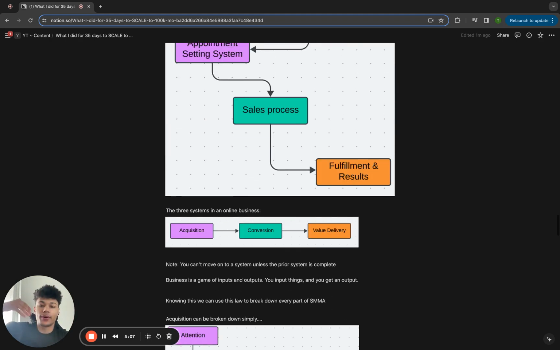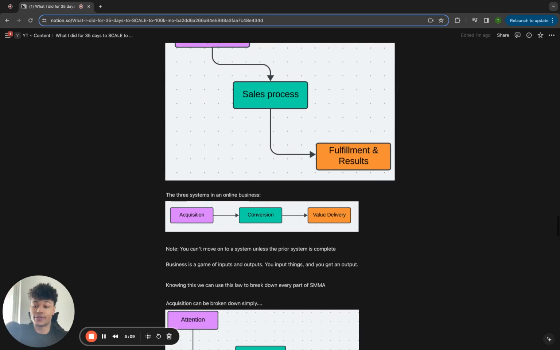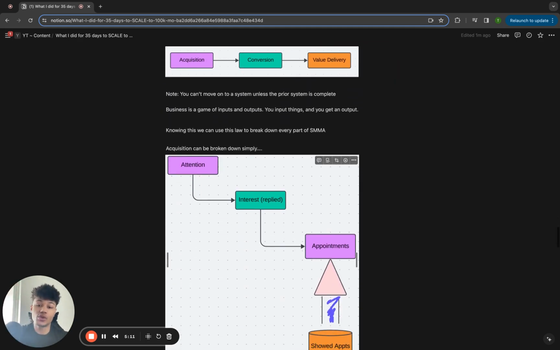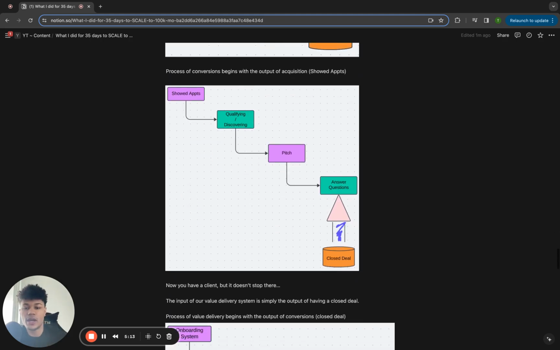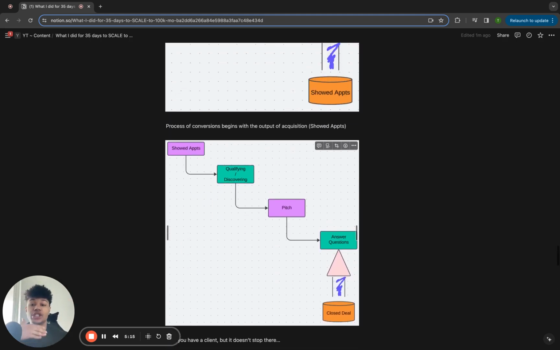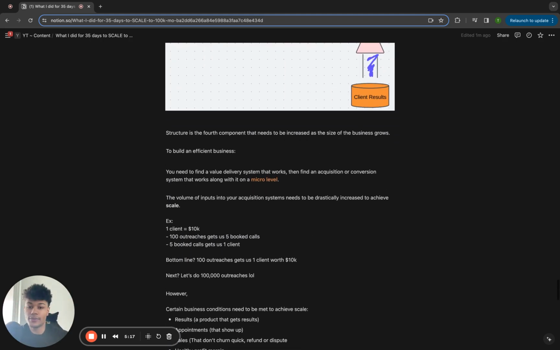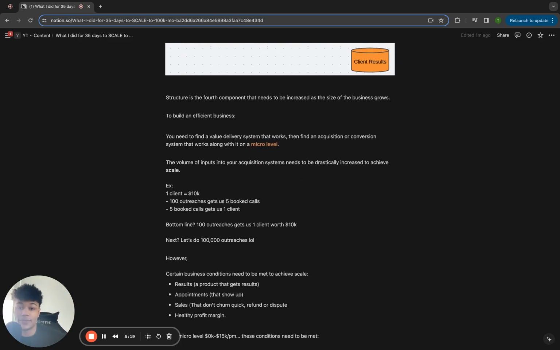But in order for us to achieve the exponent of scale, we just have to find the business conditions where this can actually work. From there, we just increase the inputs and achieve scale, okay? To build an efficient business, you have to find a volume system that works on a micro level, okay? The volume of inputs into your acquisition system needs to be drastically increased to achieve our exponent of scale.